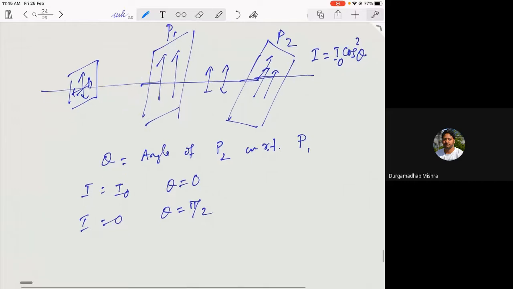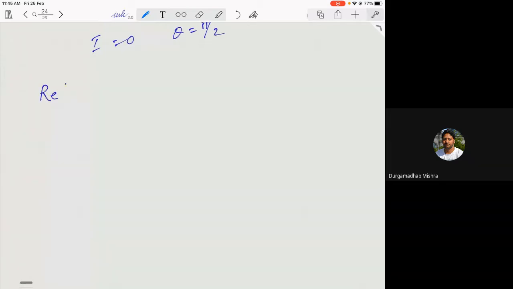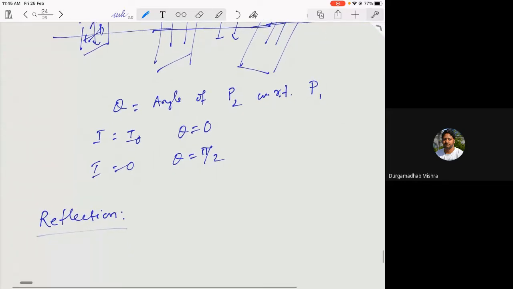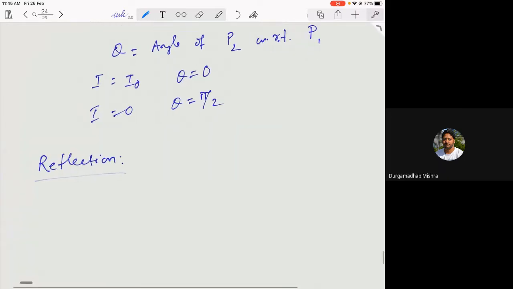Another way is also a very interesting phenomenon that you observe by reflection. So this is a concept where the light is just transmitted through a Polaroid, a material which has a property that it will only allow one set of electric field, one axis, to pass through it, depending on the polarization axis. And then you can also obtain it by reflection.